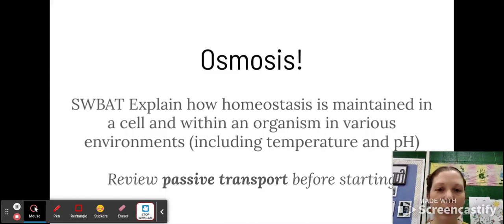Hey everybody, and welcome to our lesson on osmosis. By the end of this lesson, you should be able to explain how homeostasis is maintained in the cell and within an organism in various environments. We've looked at this standard for plasma membranes, cell transport, and now osmosis. But before we get started, you may want to review passive transport specifically so you can make those connections.